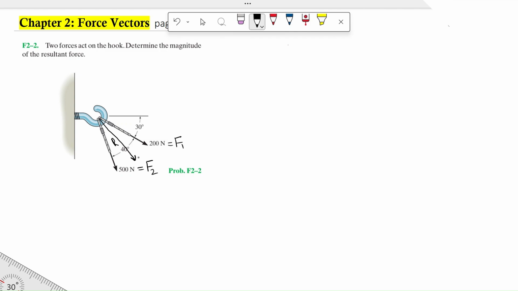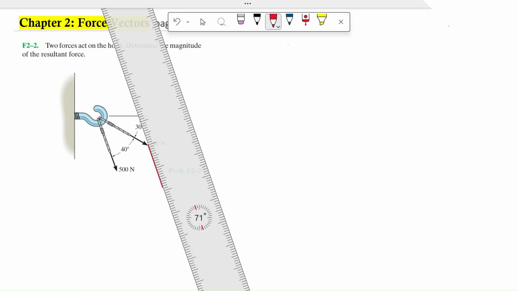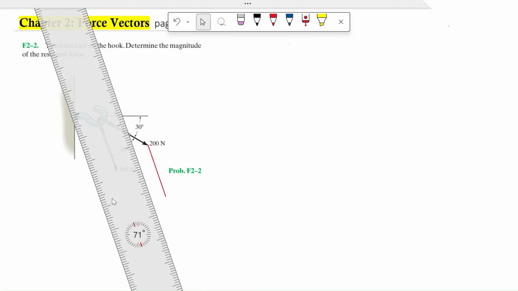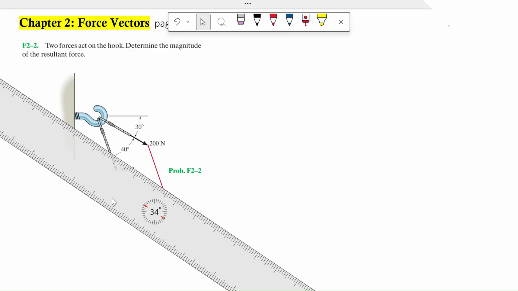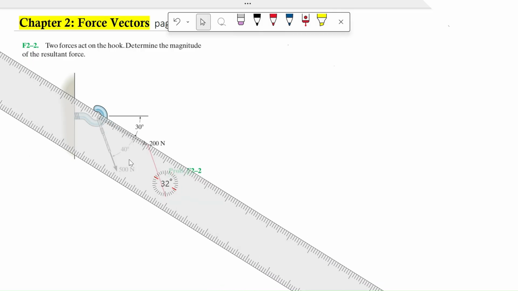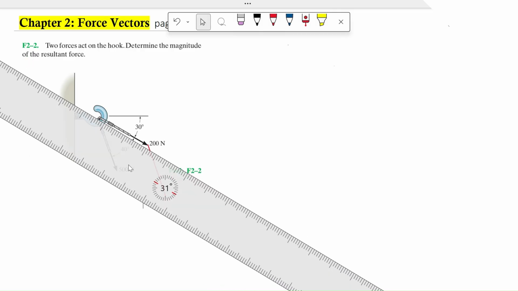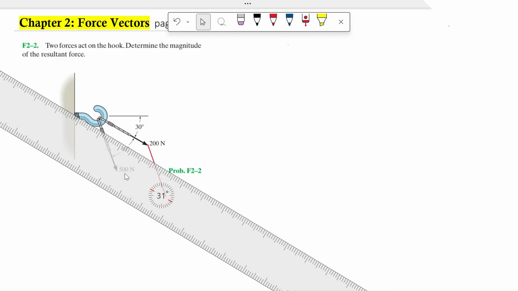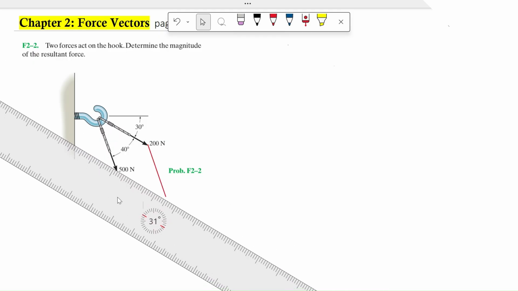Here I will be drawing the parallelogram by ruler with the help of these two forces. You can see that I have drawn the 500 Newton force parallel, and from this point it will be meeting. Now I will be drawing the 200 force parallel. You should keep in mind that it should be parallel. With accuracy, you will be able to draw the correct parallelogram.